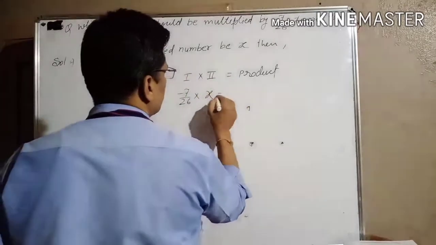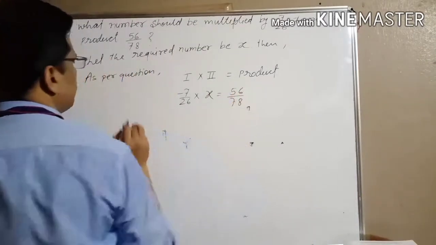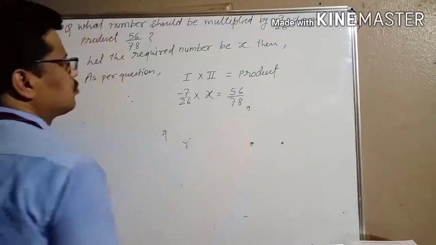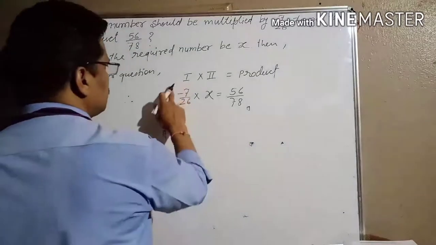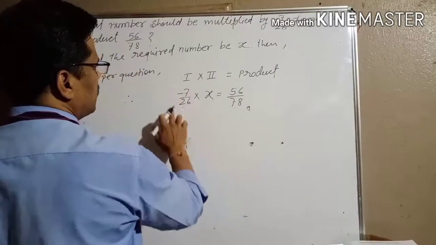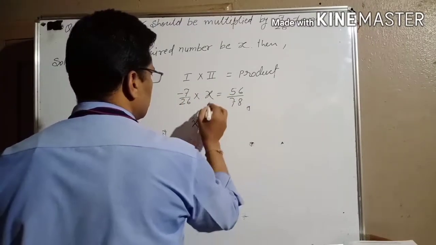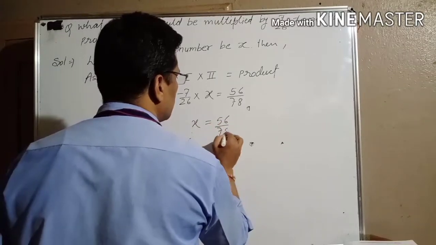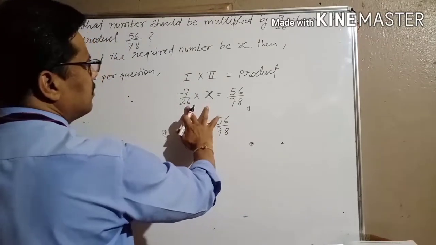In place of product, we write here 56 upon 78. Okay. Now here we will use the reciprocal property. Also, you can use cross multiplication, but I will use the reciprocal. When a number goes to the other side and there is a multiplication sign between two numbers, if you take one number to that side, we have to put a division sign here. X is equal to 56 upon 78. This whole number I am taking to that side, as there is not any plus or minus sign between them. There is the product.